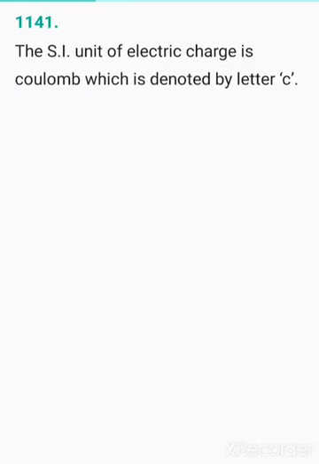Now come to the main point. What is the SI unit of electric charge? Definition already I discussed. Again, electric charge: charge is the fundamental unit of matter or electricity. So electric charge is measured in coulombs. So the SI unit of electric charge is coulomb, and it is denoted by C.